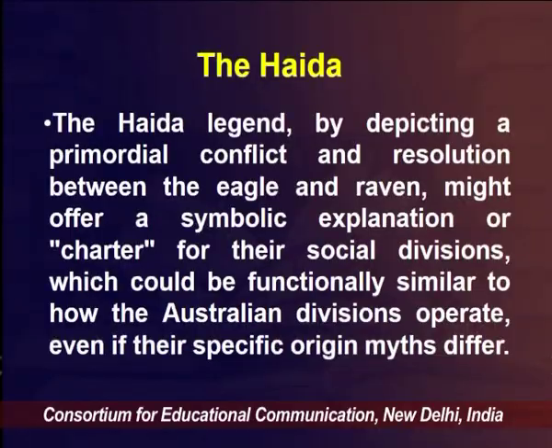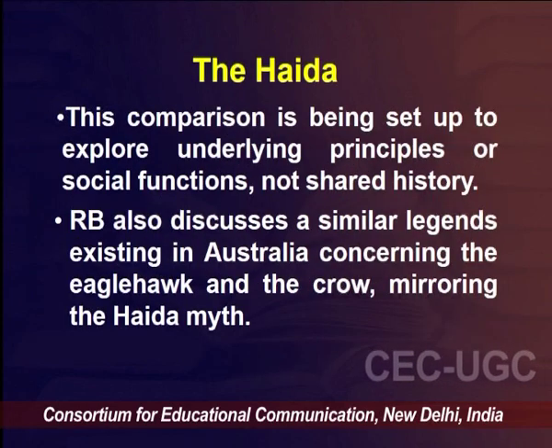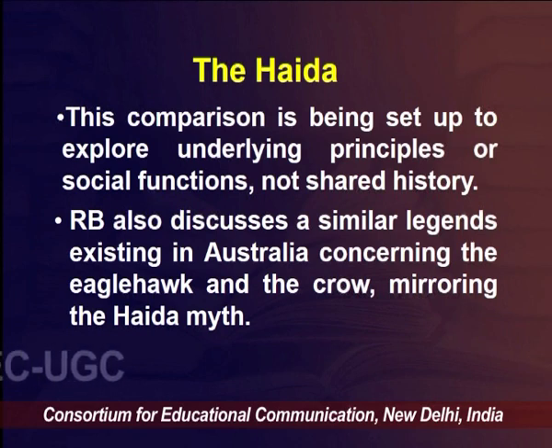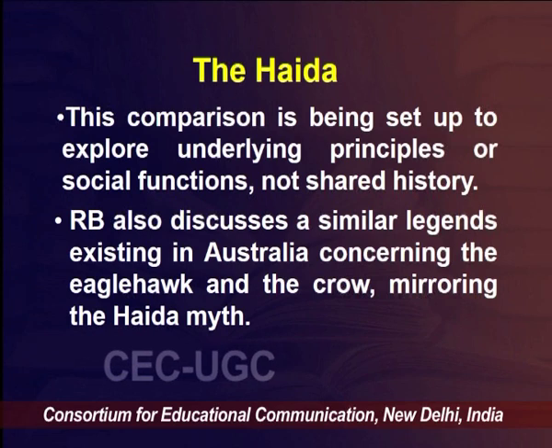Now, the Haida example that is being given here is a depiction of a primordial conflict and resolution between the eagle and the raven, and might offer a symbolic explanation or charter for their social division, which could be functionally similar to how Australian divisions operate, even if their specific origin myths differ. This comparison is being set up to explore underlying principles or social functions, not shared history.